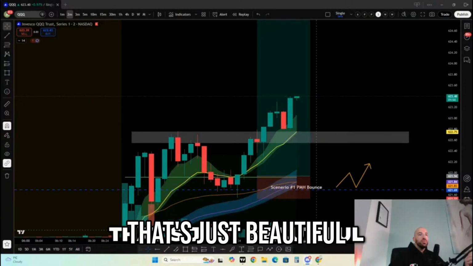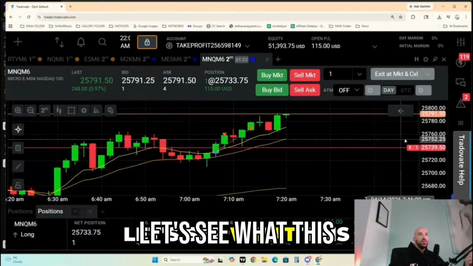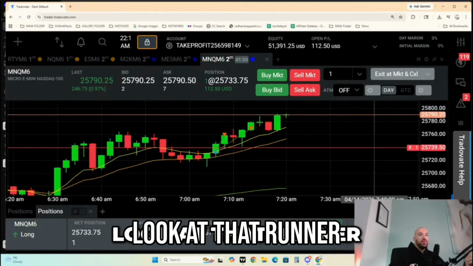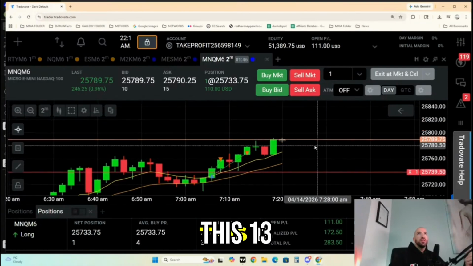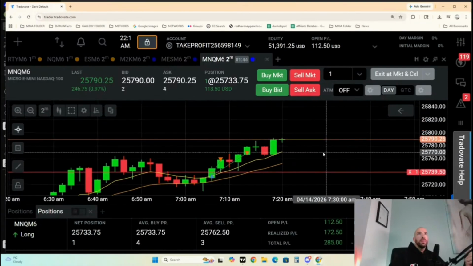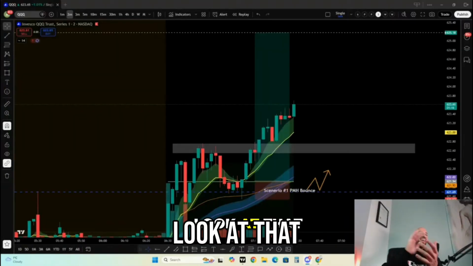Look at that. That's just beautiful, man. Let's see what this runner's doing. Look at that runner. I'm gonna be surfing this 13. That's what I plan to do. Look at that.